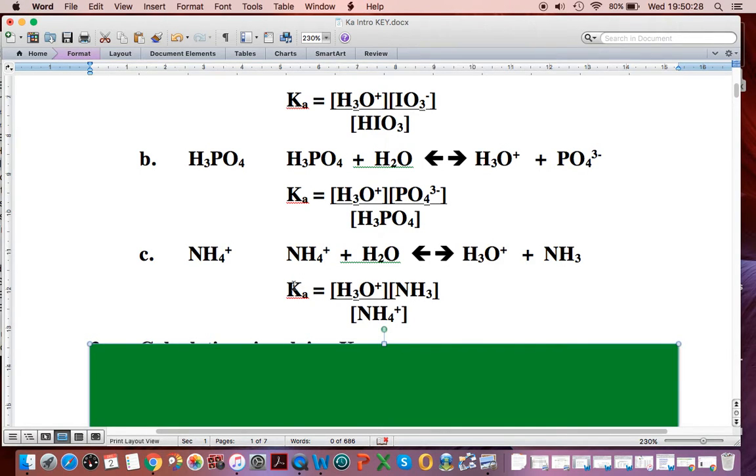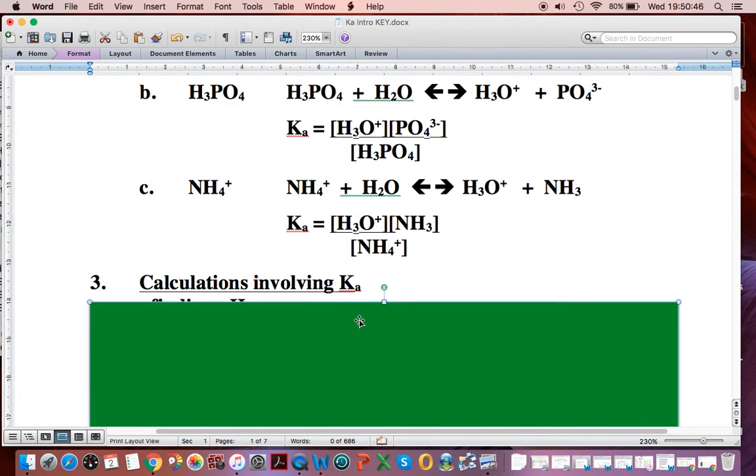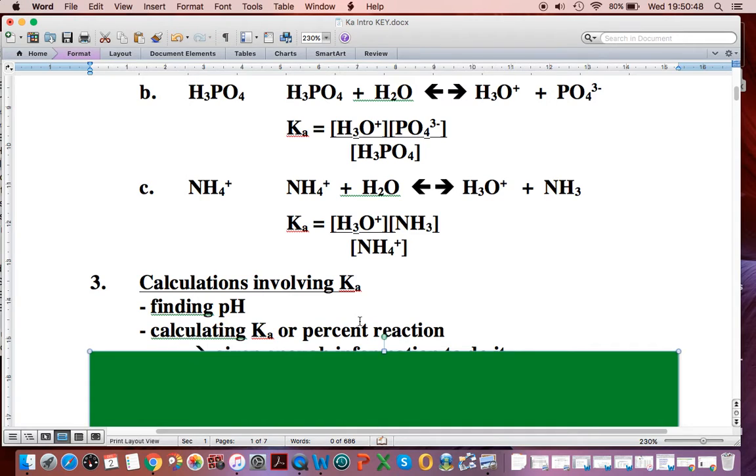One, we could find a Ka if we have all this information. But it's quite common also to find the H3O+, because if we find that, then we can find the pH of a solution of a weak acid. So we'd know the starting concentration, we'd look up the Ka, and we'd solve for H3O+, and convert it to pH. So here we are.